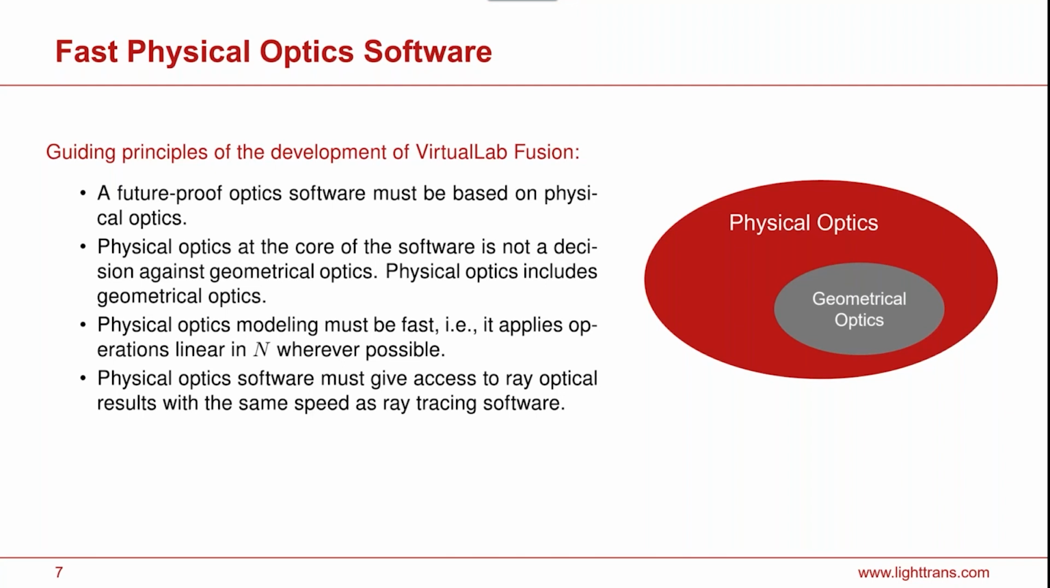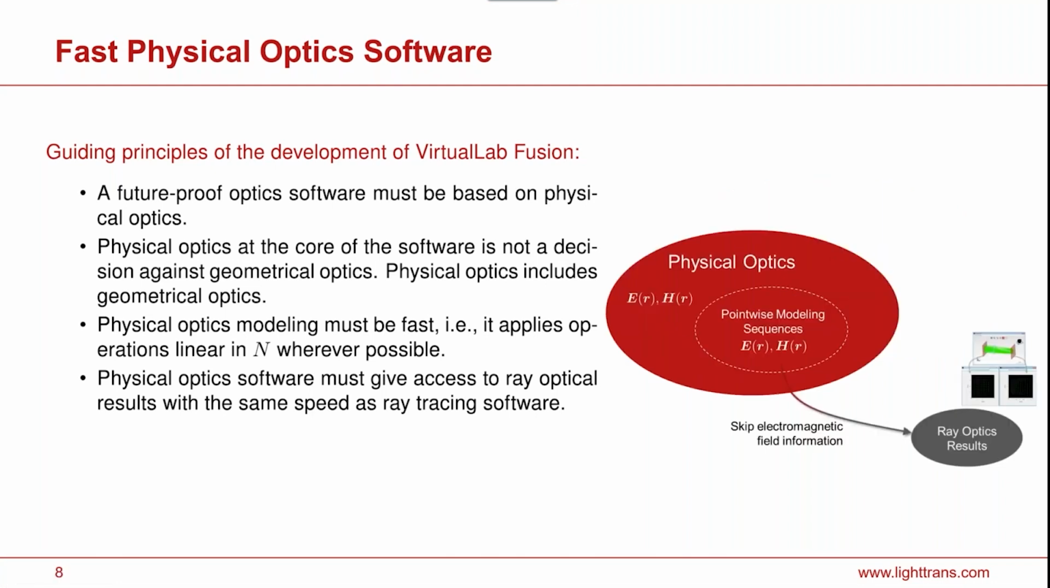Ray optics is linear in N, the number of rays, if you don't do Monte Carlo ray tracing but standard ray tracing. So if physical optics includes geometrical optics and it should be fast, then it's logical to search for a software which gives access to ray optical results as a subset of physical optics, with the same speed as a ray tracing software. These are our guiding principles which we follow.